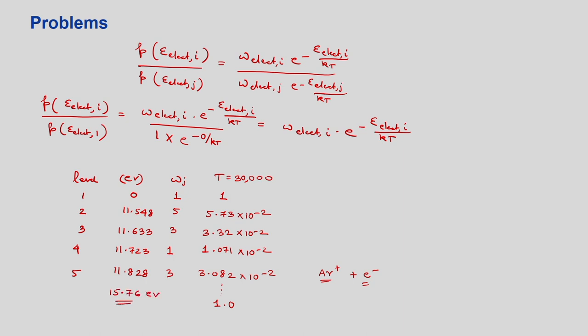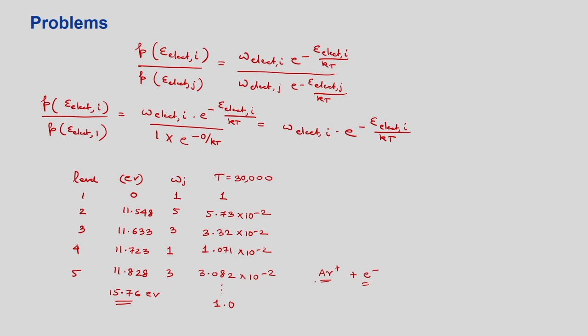So looking at this particular high degree of ionization energy, this probability should have been much higher. It should be close to unity, but it is not. It is very low. Why is that so? Because as you keep going downward, the possibility that the argon is split into an argon ion and an electron increases.